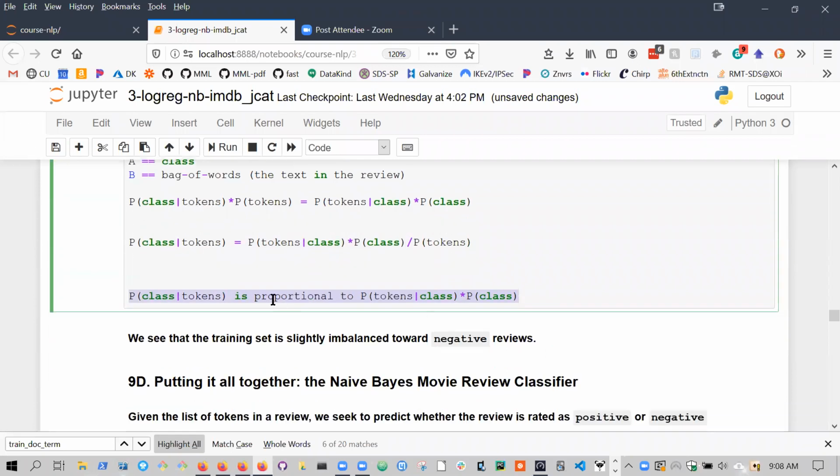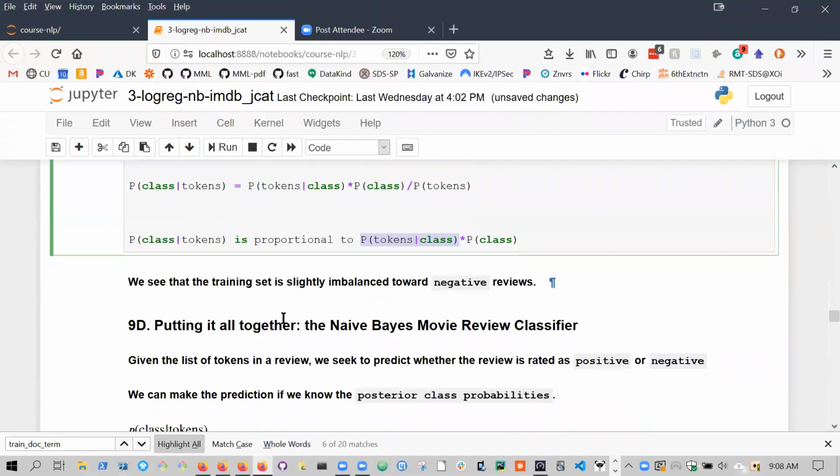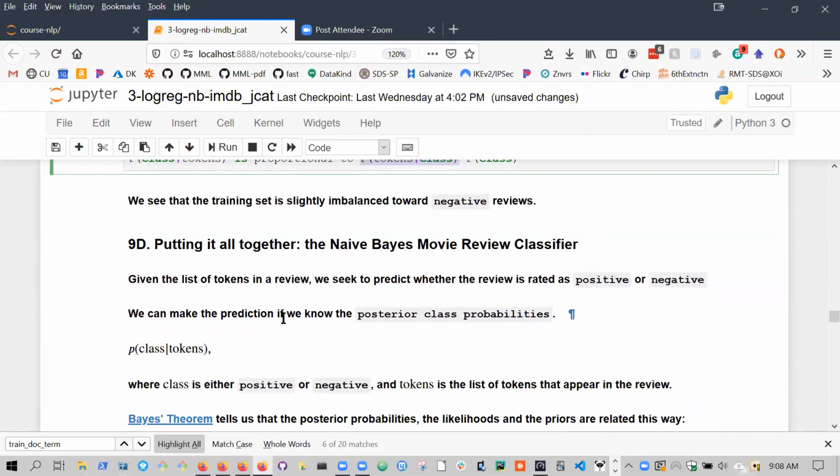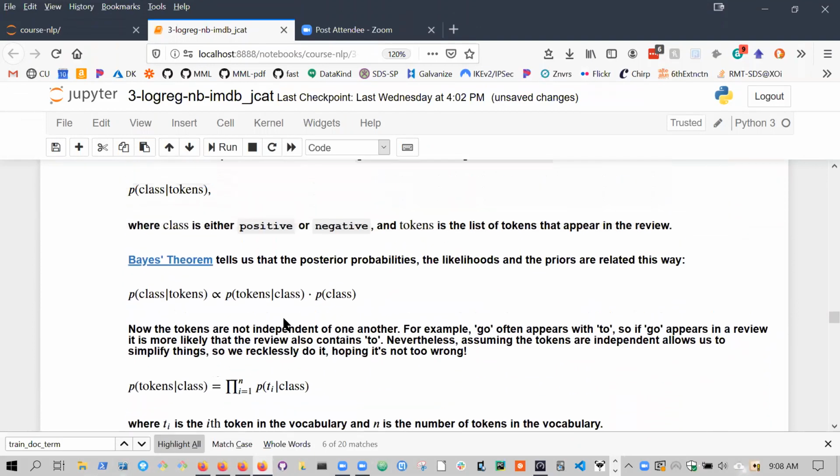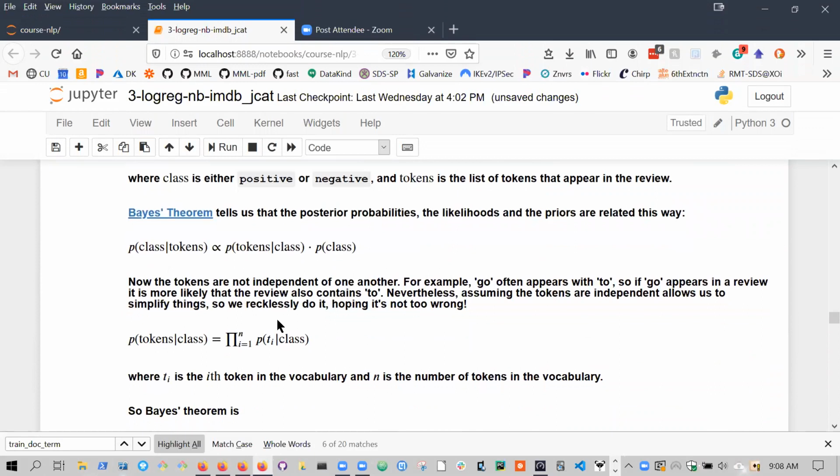The probability of the class given the tokens is proportional to the probability of the tokens given the class times the probability of the class. And remember, these are the class priors, and these are the token likelihoods that we know how to compute. So at this point, we can say we're done. We know how to compute this stuff. But the interesting part is actually putting it all together and applying it. So let's go ahead and do that. There's a few more steps.